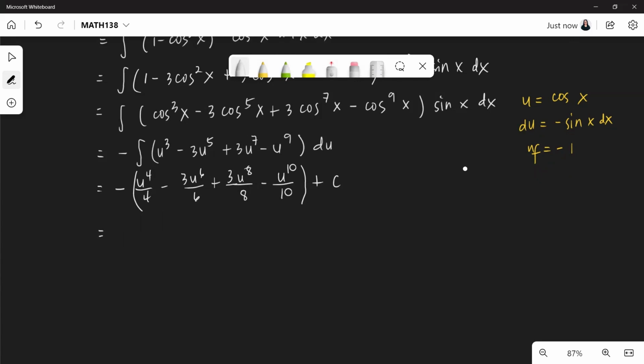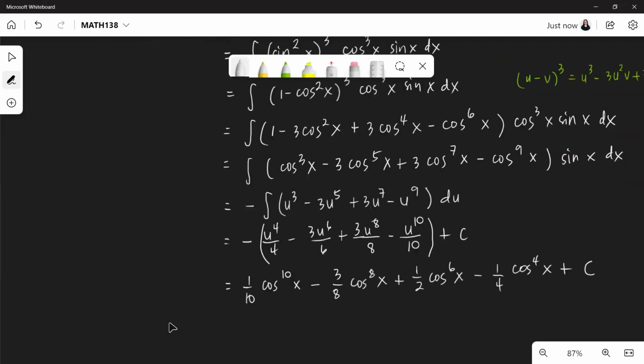So we have positive 1 over 10, and then cosine of x raised to the power of 10, then followed by the 8th power, then the 6th power, so that's plus 3 over 6 which is 1 half. So cosine of x raised to the power of 6, and then minus 1/4 of the cosine of x raised to the power of 4, then plus c.